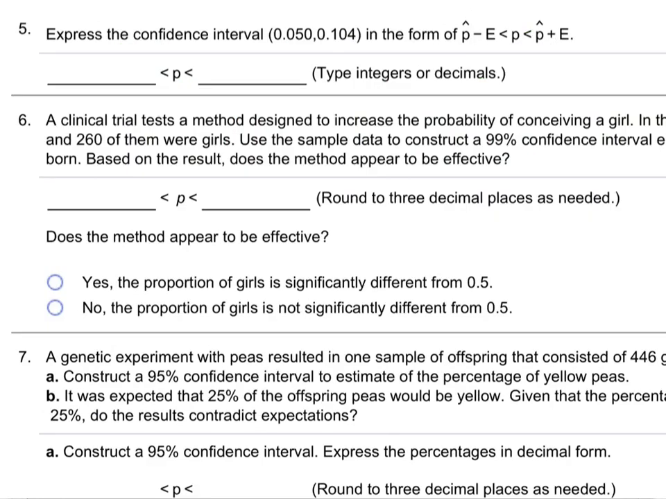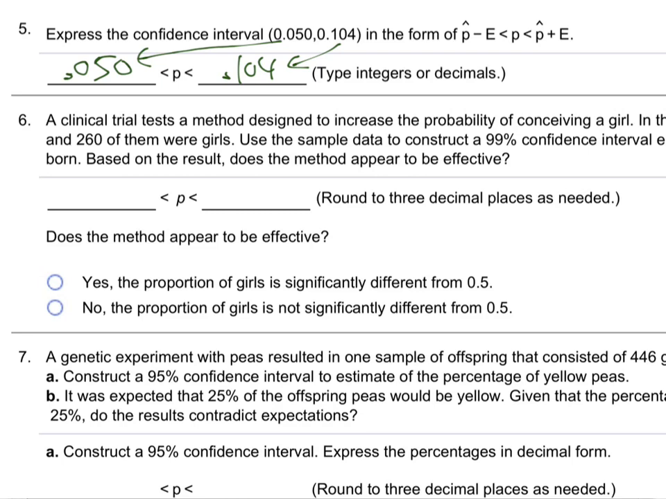All right, we'll move on. Number 5. One more weird question. Express the confidence interval. Oh, that's easy. That's just 0.050 and 0.104. There's nothing to that. Just put the left number on the left and the right number on the right. They're just making sure you know that that's what those parentheses mean. They mean from here to there. 0.05 to 0.10.